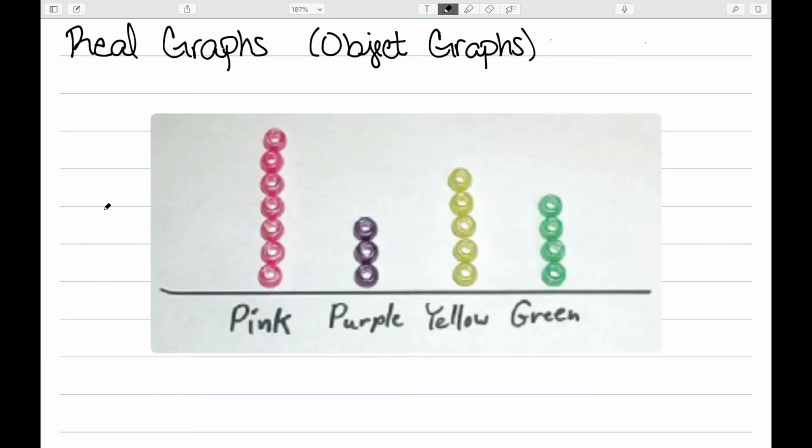These are sometimes also called object graphs. The idea is they display actual objects in a graph form. Here's a picture of an example of a real graph.